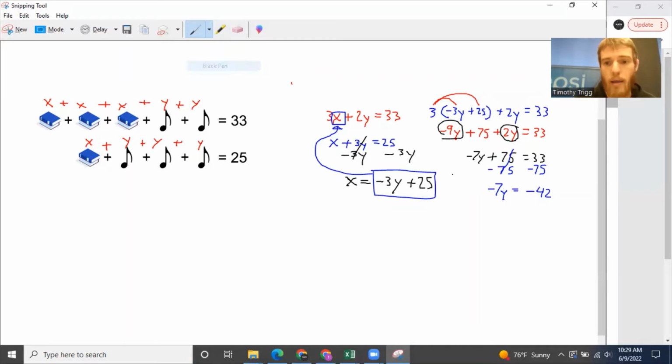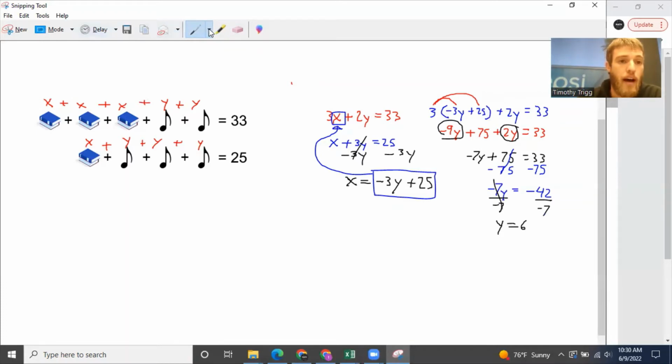Lastly, to solve for y, divide both sides by negative 7, getting y by itself here. That'll show us that y is 6. Now we know what y is. Y is 6. In other words, the value of the music note in these equations is 6.